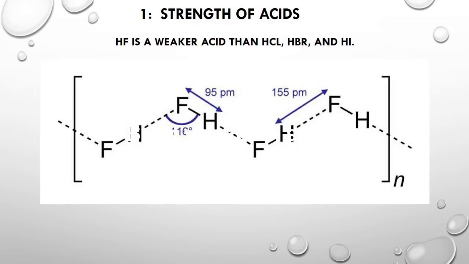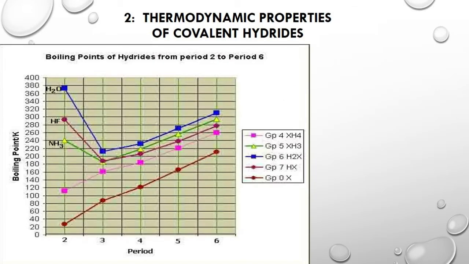HF is a weaker acid than HCl, HBr, and hydrogen iodide. In HF, the molecules are hydrogen bonded in a zigzag manner. Hydrogen is trapped between two fluorine atoms, as shown in the figure. Therefore HF cannot easily donate a proton, so it is a weak acid.